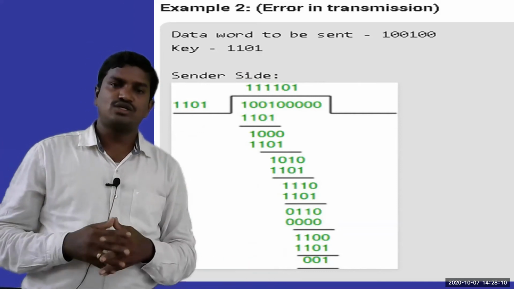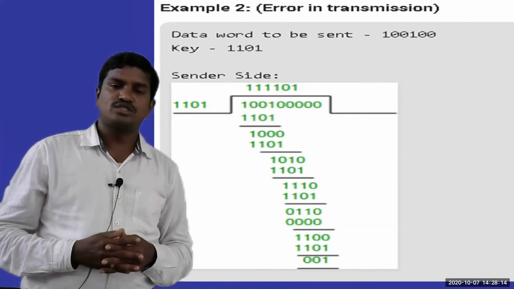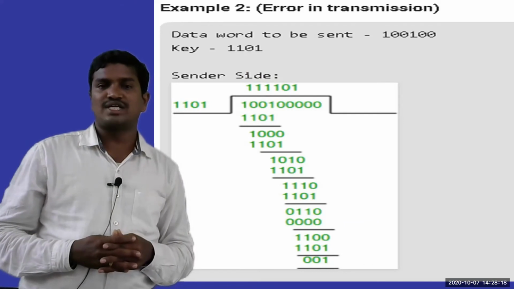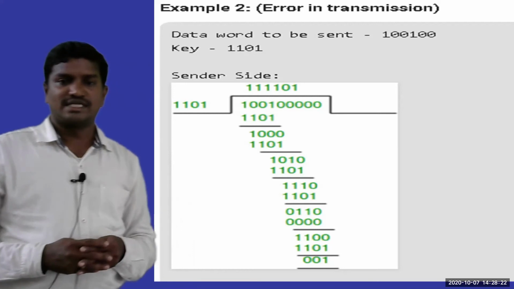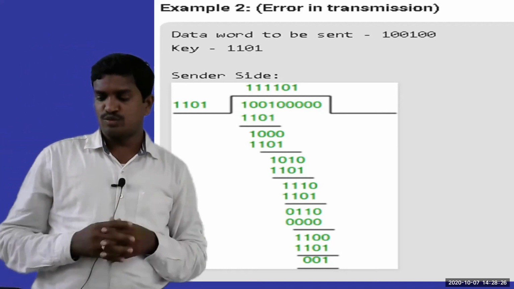On the receiver side, you just do one practice exercise so that you can understand how this method is going to detect the errors. If the syndrome value at the receiver is non-zero, then there is a problem in the data transmission. That data word is not considered. So this way it works.